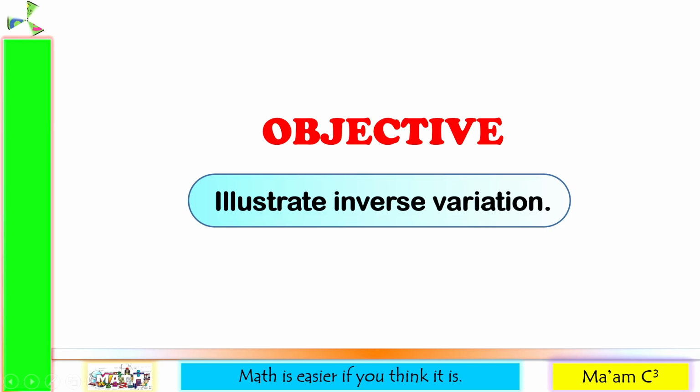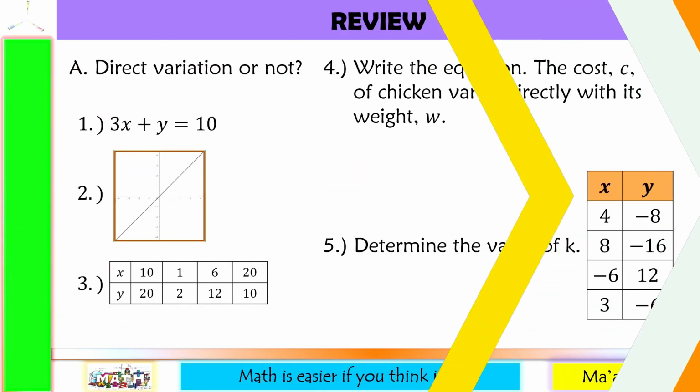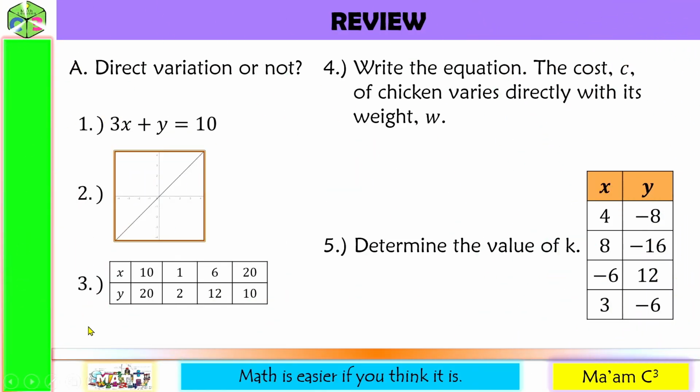Our objective in this lesson is to illustrate inverse variation. Let's have a quick review of our previous lesson. For numbers 1 to 3, is it a direct variation or not? Number 1, notice this operation here. This is not a direct variation.